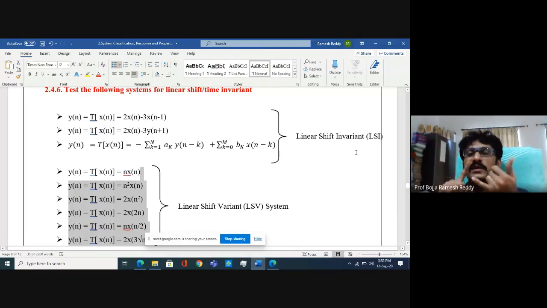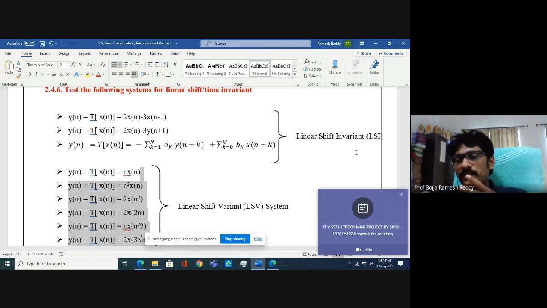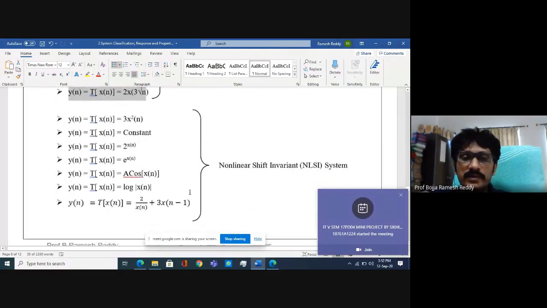Based on linearity and shift invariance, we can classify the system as a linear shift invariant system, linear shift variant system, non-linear shift invariant system, or non-linear shift variant system. These are the various properties that come under linearity and shift invariance.